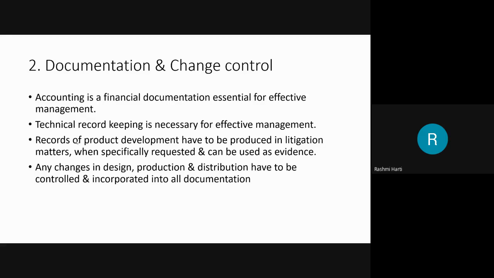Then you have documentation and change control. Accounting is a financial document essential for effective management. Similarly, technical record keeping is necessary for effective management. What records are kept? The records of product development can be produced in litigation matters when specifically requested and can be used as evidence. So any changes in design, production, or distribution have to be controlled and incorporated in all documents. Everything has to be documented, whether it is step-by-step procedures or any changes which have happened. Everything is to be neatly recorded and documented.